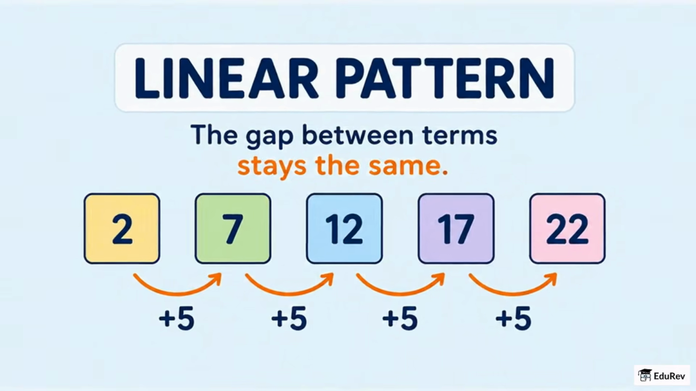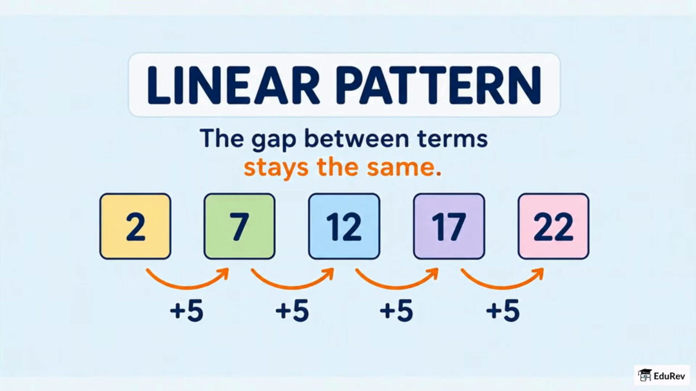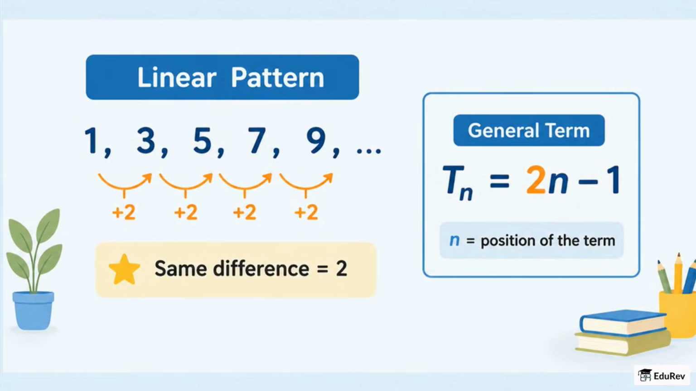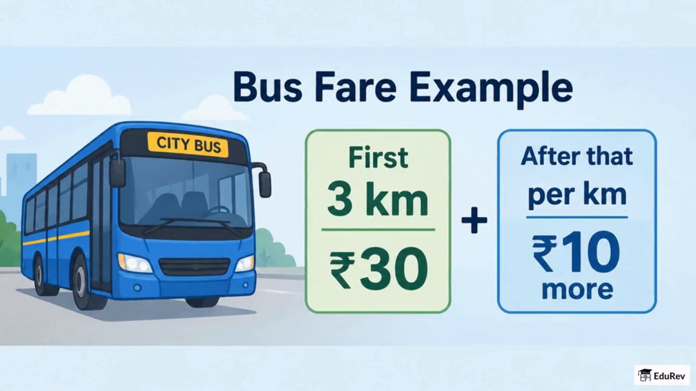A linear pattern is a sequence where the gap between terms stays the same. Example: 1, 3, 5, 7, 9 has the same difference 2, and its general term is t sub n equals 2n minus 1.